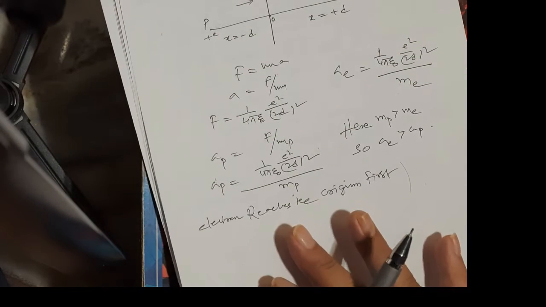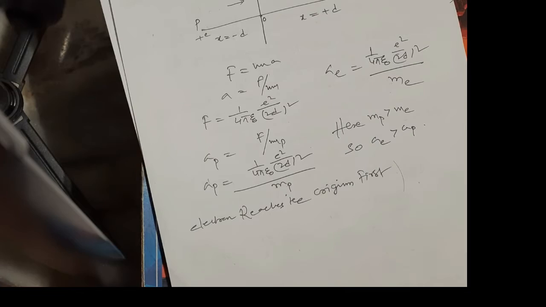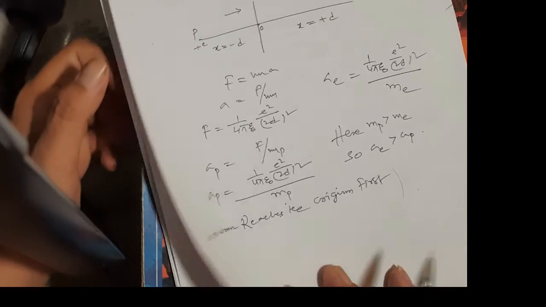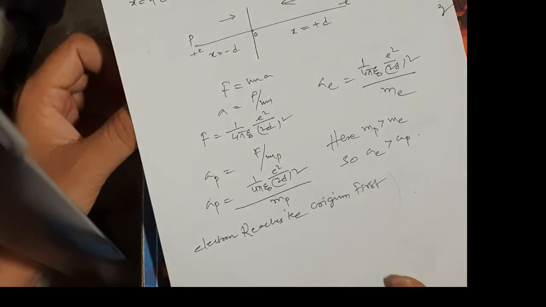So what is our answer? Our answer is, the electron reaches the origin first. Okay.